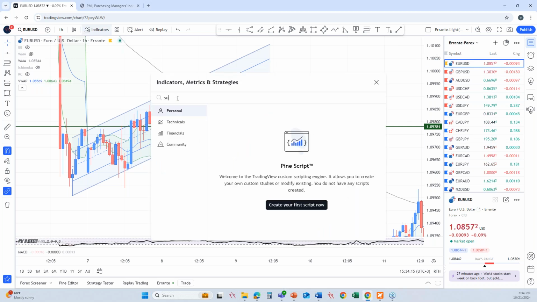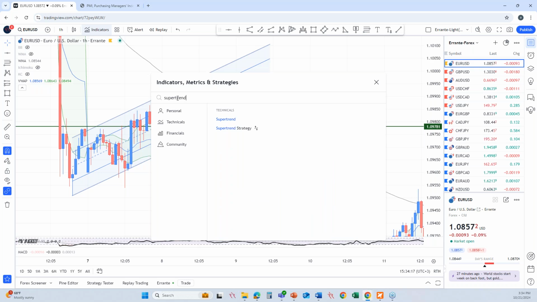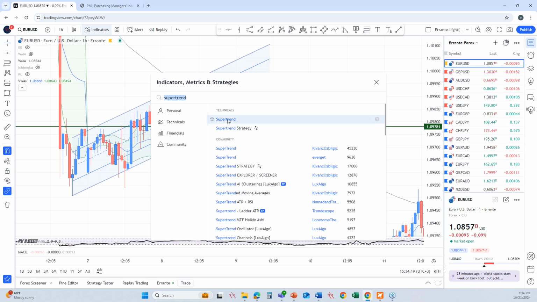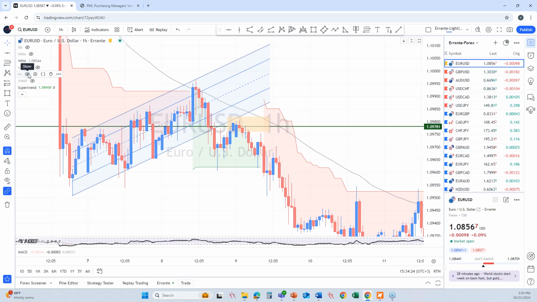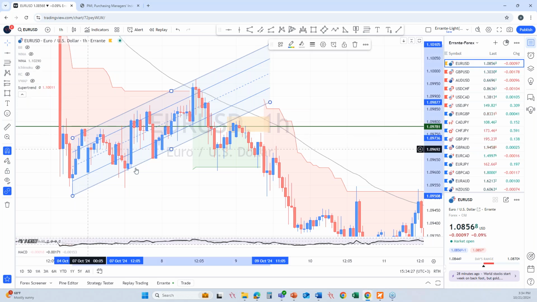Super trend indicator is also another very useful tool here. Okay, what is super trend indicator? It's a trend following tool that provides buy and sell signals based on price action and volatility. So you see, we are focusing on volatility, which is a more advanced topic in trading.